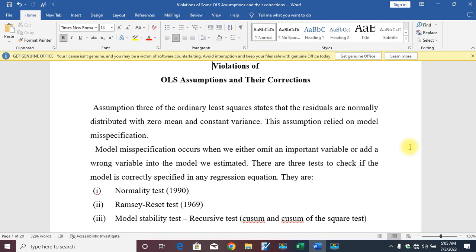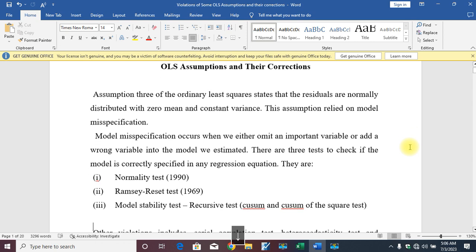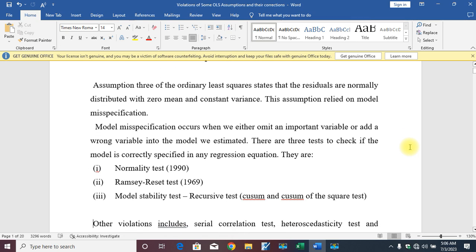And there are three tests to check if the model is correctly specified in any regression equation. These tests include the normality of the residual, the Ramsey RESET test, and the model stability test, which is also known as the recursive test. The recursive test is estimated with the CUSUM or the CUSUM of squares tests. So these are the three tests I'm going to teach you this morning, showing you how to identify when these three problems are present in an OLS estimation.